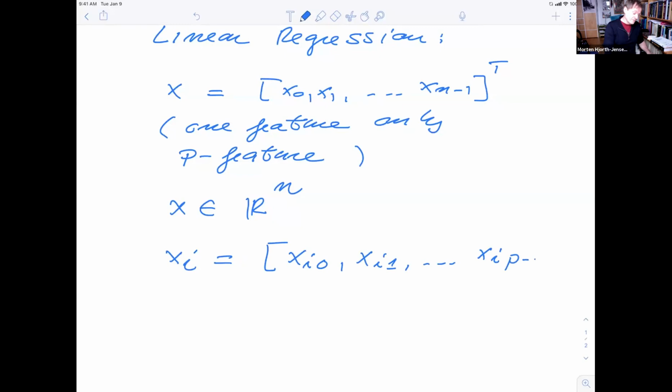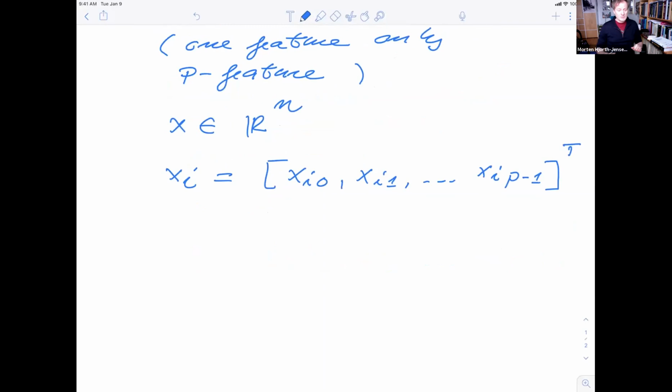So that means that I would now define something which is called a design matrix, because I have n data points and p features. So this x, which I wrote as a vector, I will rewrite as a matrix. I'm going to define this as a real valued matrix, which has n entries and p features.